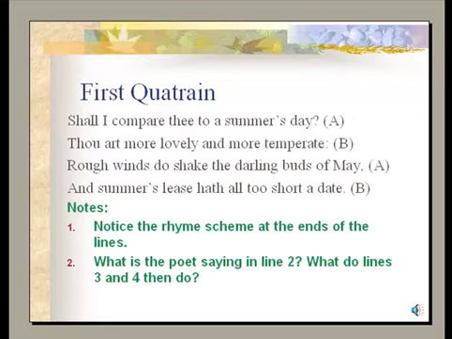So here's the first quatrain. Shall I compare thee to a summer's day? Thou art more lovely and more temperate. Rough winds do shake the darling buds of May, and summer's lease hath all too short a date. So you can see out here at the ends of the lines we have the rhyme scheme marked. The first sound, the long A sound of day, is rhyme letter number A, and then of course May also rhymes with that, so it gets an A. Temperate is the B sound, and date is a B sound.